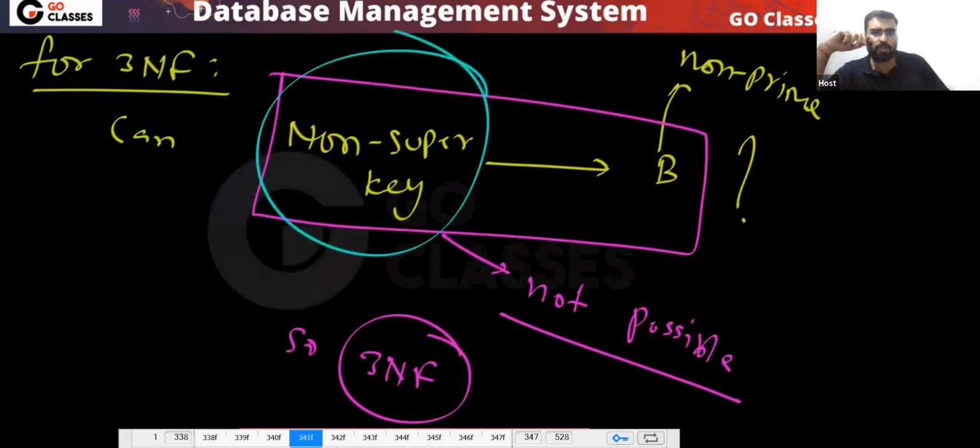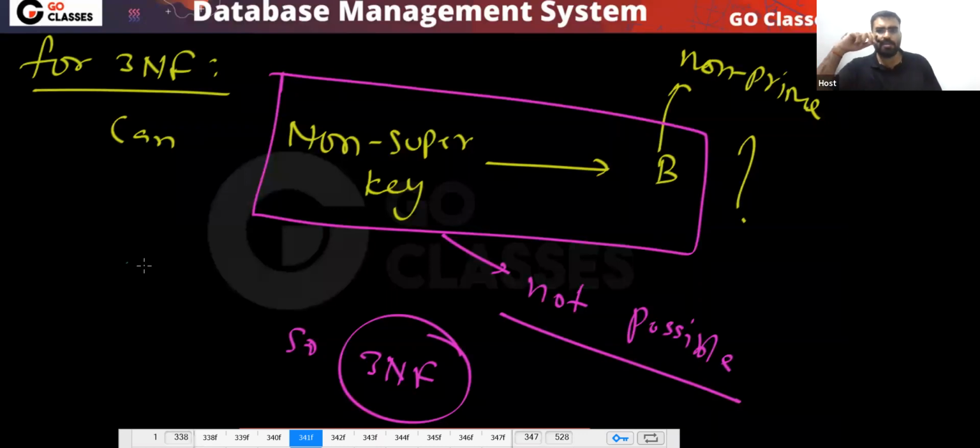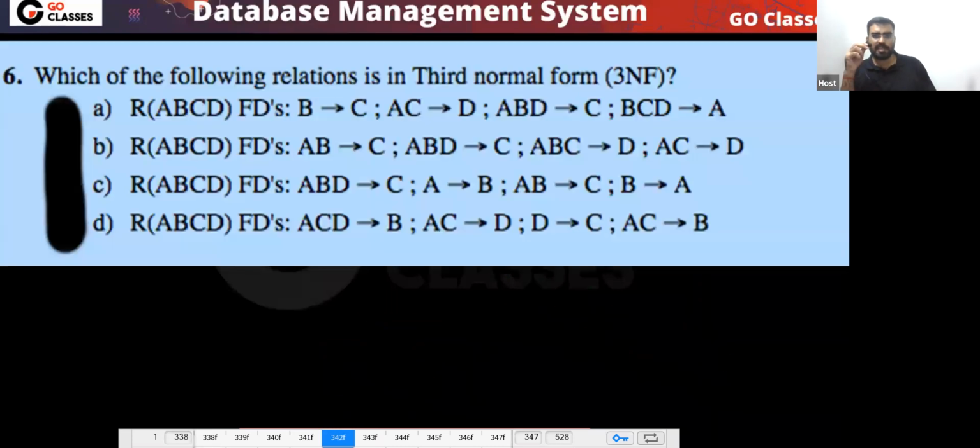So how many non-super keys do you have to check? Basically containing only A, B, C. Single attribute you can check. A single attribute is not determining B. And double attribute, this CD is also not determining B. So there is no problem. So this relation is in 3NF. Okay, so this is what we have done.